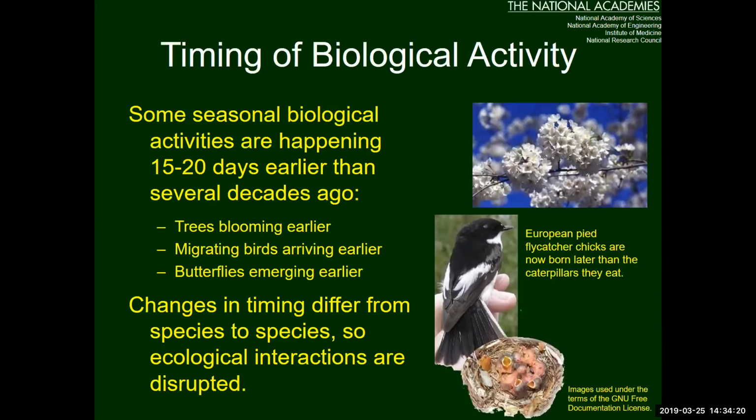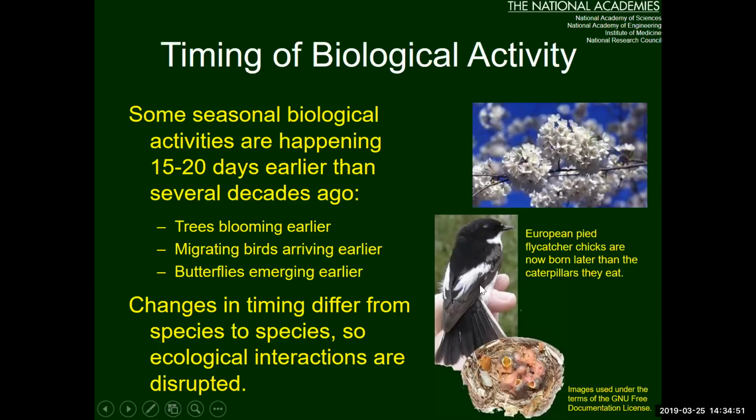And so we see things like the opening of flowers and the hatching of insects that can serve as pollinators. These are all things that happen on certain dates, typically related to when temperatures and soil moisture are appropriate for biological activity. Lots of organisms migrate, birds and other kinds of organisms, and the timing of those migrations are changing.